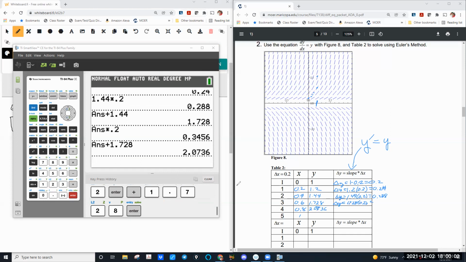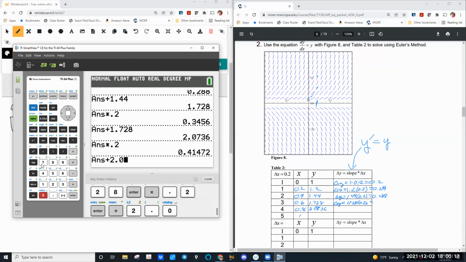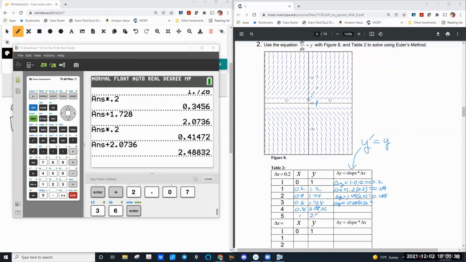And I'm not going to write out the next one. I'm basically doing the same thing. That's the nice thing about Euler's Method. Once you have it down, it's easy because literally you're just doing the same thing over and over. Slope times 0.2. Add that to our old one, 2.0736. And our estimate of y of 1 comes out to be about 2.48832.